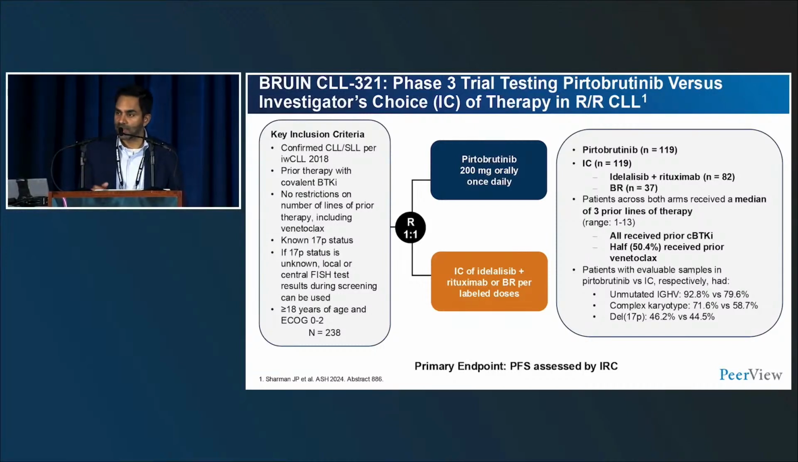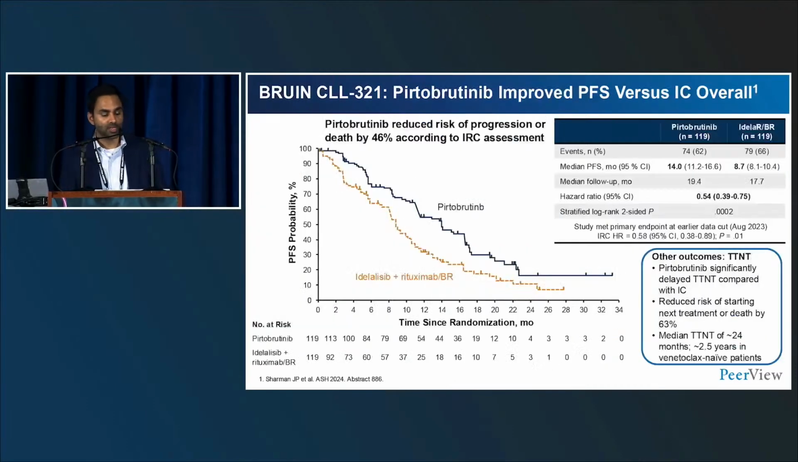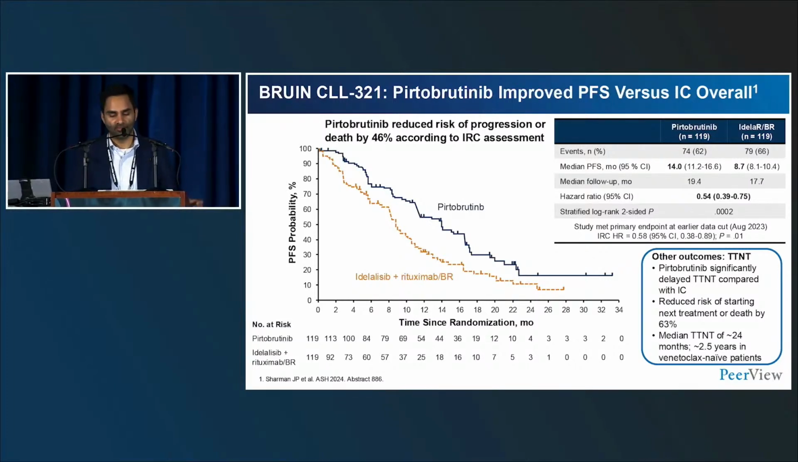When we look at the IC arm, the majority of patients received idelalisib and rituximab, and more than half of the patients in this study had received prior venetoclax. And then I'll just point out, when we think about factors that tend to be enriched in the relapse setting, complex karyotype, p53 abnormalities, that was represented certainly in both arms. So here's the PFS curve for the study. The study was positive in favor of pirtobrutinib.